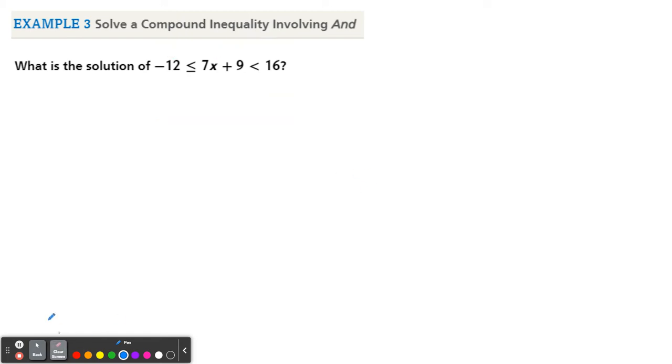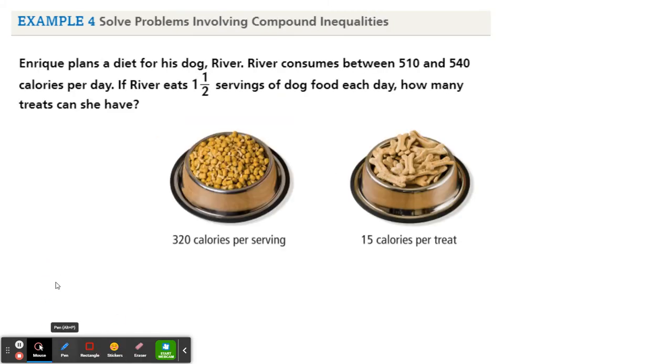It's a word problem involving compound inequalities. So it says solving problems involving compound inequalities. Enrique plans a diet for his dog, River. River consumes about 510 to 540 calories per day. If River eats 1.5 servings of dog food each day, how many treats can she have? So we see that there's 320 calories per serving of dog food and 15 calories per treat.